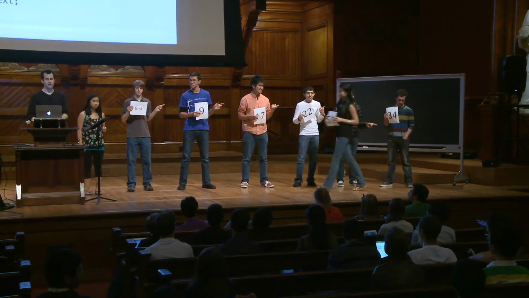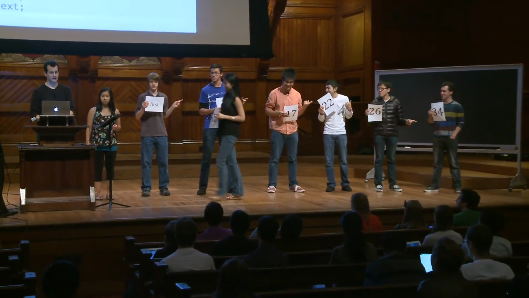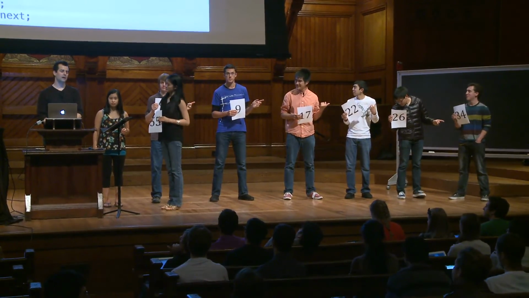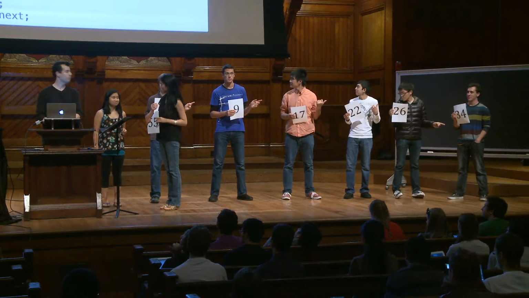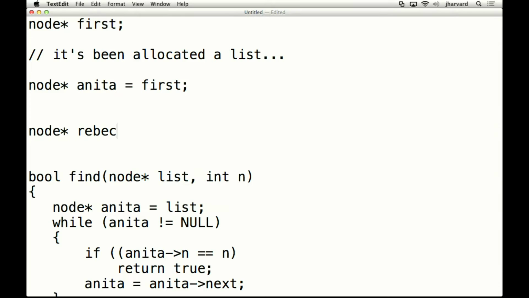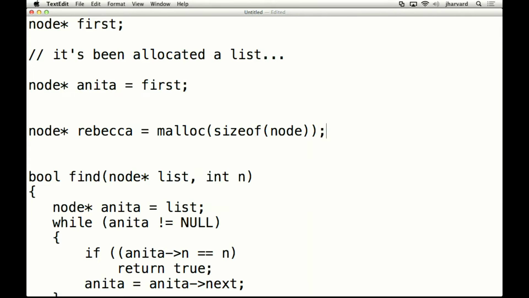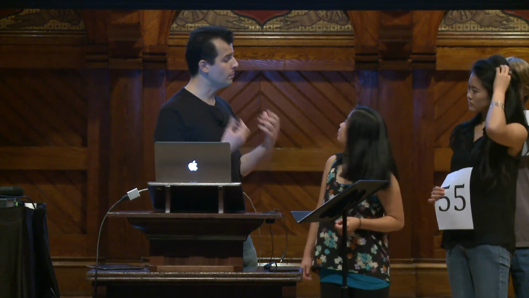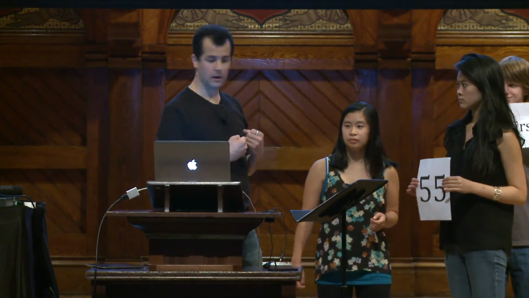So I have just done something like this. I have done node star, and what's your name again? Rebecca. OK, Rebecca gets malloc size of node. Just like we have allocated things like students and whatnot in the past, we just need the size of a node. So now Rebecca is pointing at what?